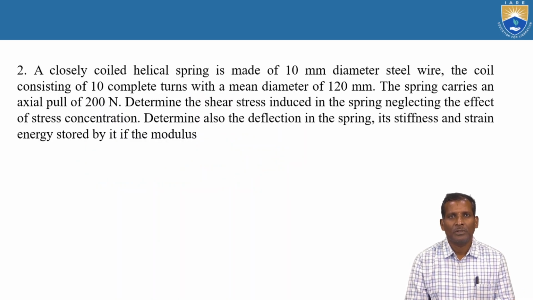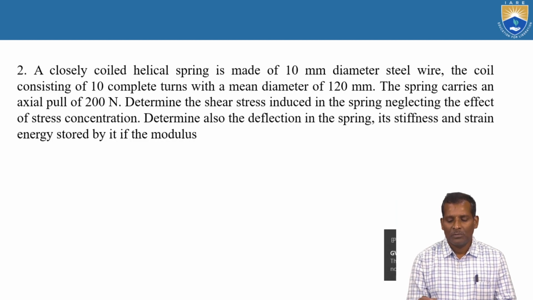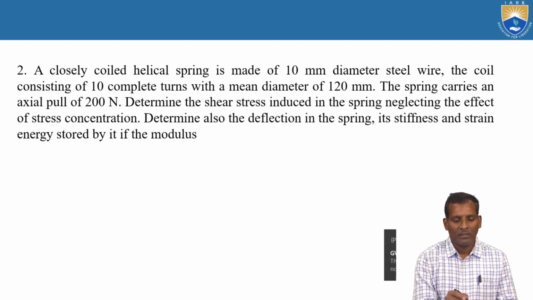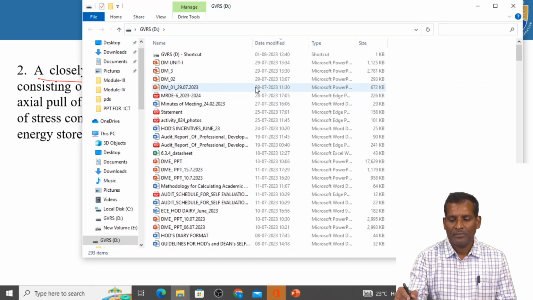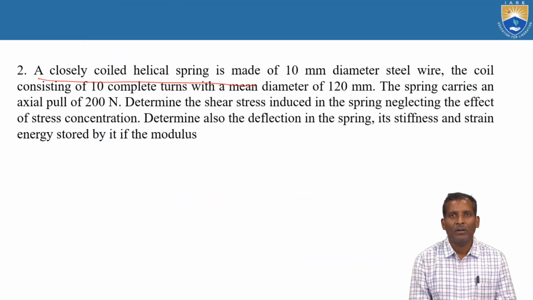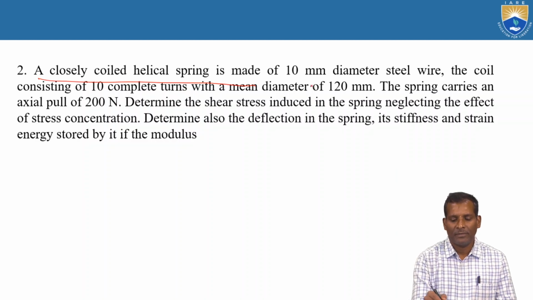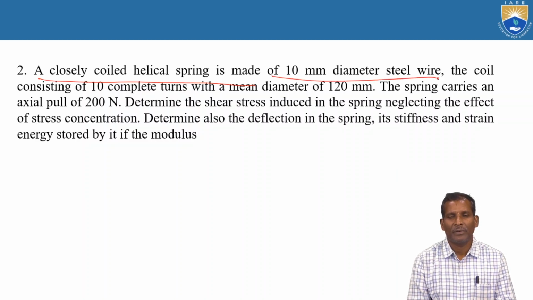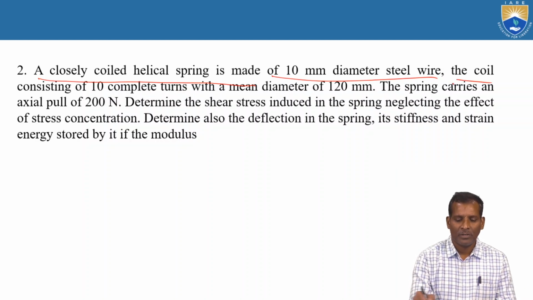So one more problem we will see. The second problem. Here the given spring is a closely coiled helical spring, made of 10 mm diameter steel wire. So here wire diameter is given. The coil consisting of 10 complete turns is also given.